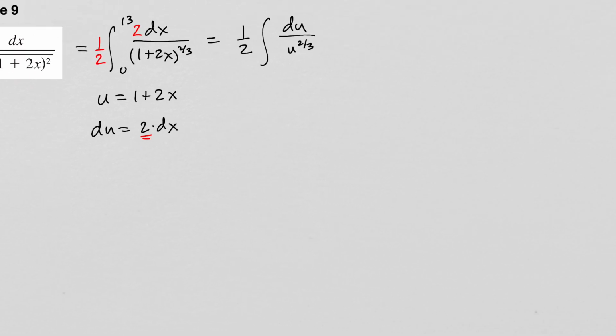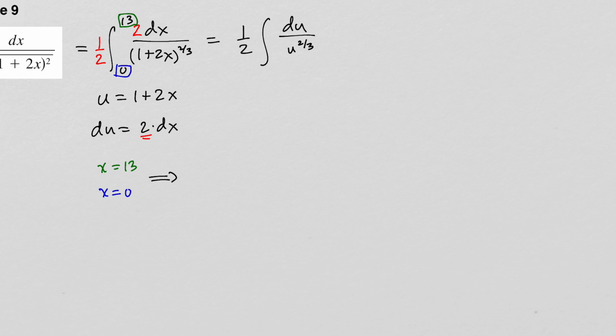But what about the limits? So remember, the limits here, 0 and 13, those are the original variable x. So when you have a lower limit of 0 here, that's the same as x equals 0. And when you have an upper limit of 13 here, that's the same as x equals 13. What we're going to do is convert both of those into limits involving u.